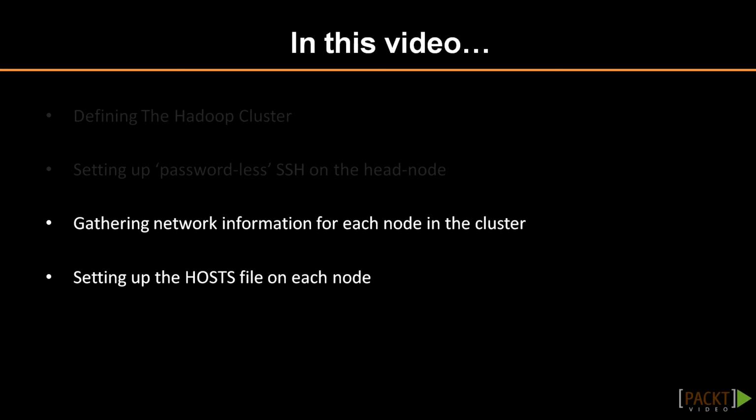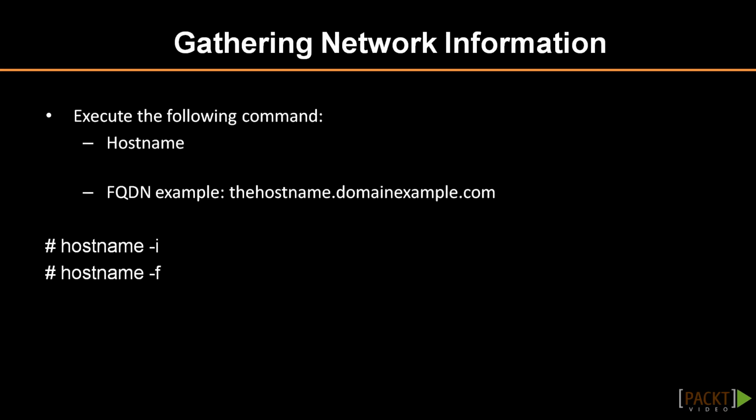FQDN is important because it gives the explicit host name and domain name of your node so that there is no misinterpretation. Once we have this information, we will set up the host file on each node. There are a couple of key elements we will need when gathering the network details for each of the instances or hosts in our cluster. The first thing we need to do is utilize the hostname command in Linux to get the information we need. The information we will need to gather is the IP address for each node in our cluster, as well as the FQDN for each node in our cluster.